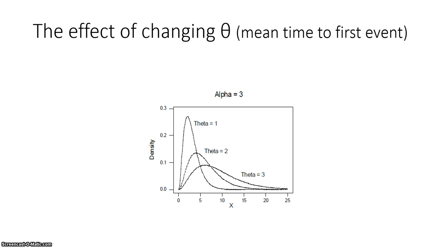Let's take a look at the effect of changing theta on the gamma distribution. So remember, theta is the mean time until the first event. So it makes sense that the time until the alpha event, here we have alpha equals 3, so we have the time to the third event, is going to be longer on average when we have a larger value of theta. And we can see we've got skewed distributions.